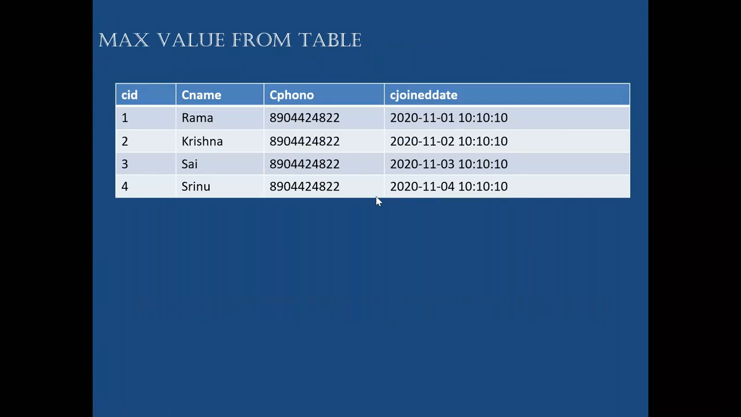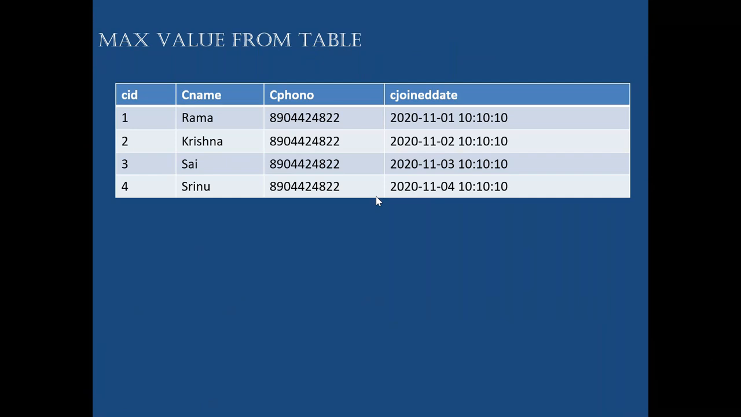Now, max value from table. For example, this is the table I have. Let's learn very basic SQL queries first. If I want to know the maximum customer ID without writing any SQL code, just by looking at the data, what is the maximum CID available in this table? 1, 2, 3, 4. What is the maximum number? 4. This is a simple one. At least whatever is simple, you are not answering. Okay, what is the maximum C joined date we have?